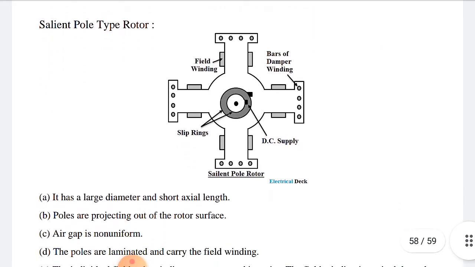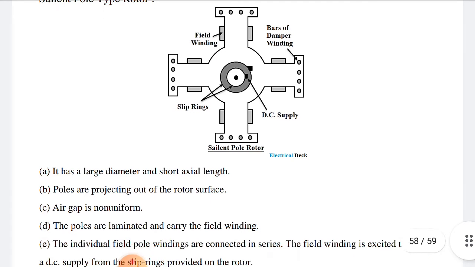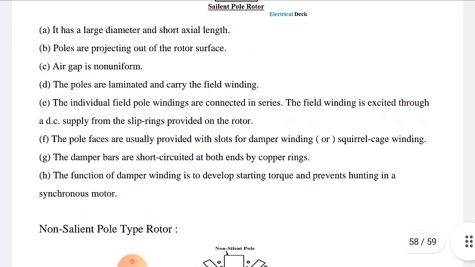First one is salient pole type rotor. In salient pole type rotor, there is a large diameter and short axial length. Poles are projecting out of the rotor surface. Air gap is non-uniform between them. The poles are laminated and carry the field winding. The individual field pole windings are connected in series. The field winding is excited through a DC supply from slip rings provided on the rotor.